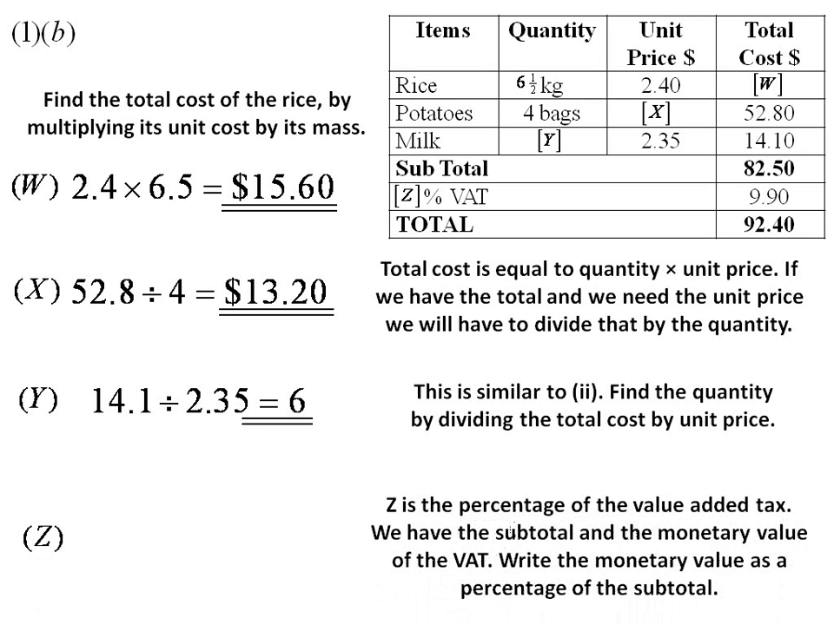Z is the percentage of the value added tax. We have the subtotal and the monetary value of the value added tax. Write the monetary value as a percentage of the subtotal. So here we have the monetary value of the value added tax, and we have the subtotal. This is added to this, and this is the result. What percentage tax is added to this? So we need to know $9.90 as a percentage of $82.50, and that is 12%.